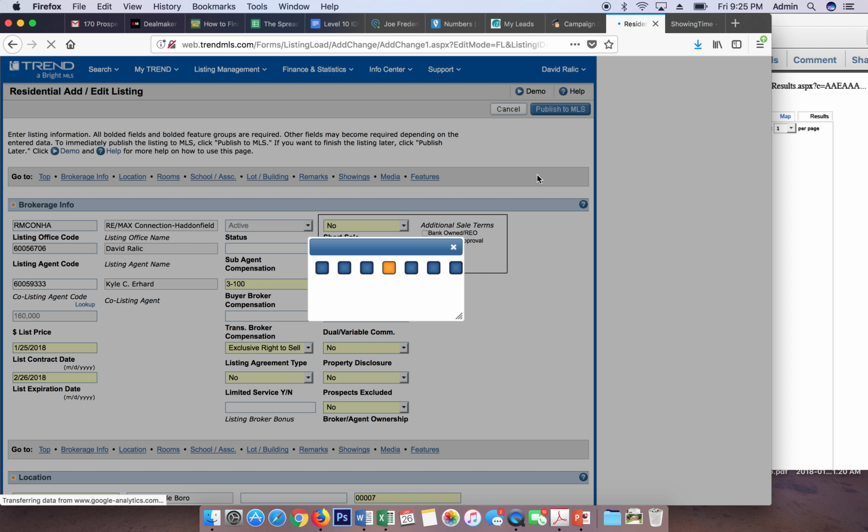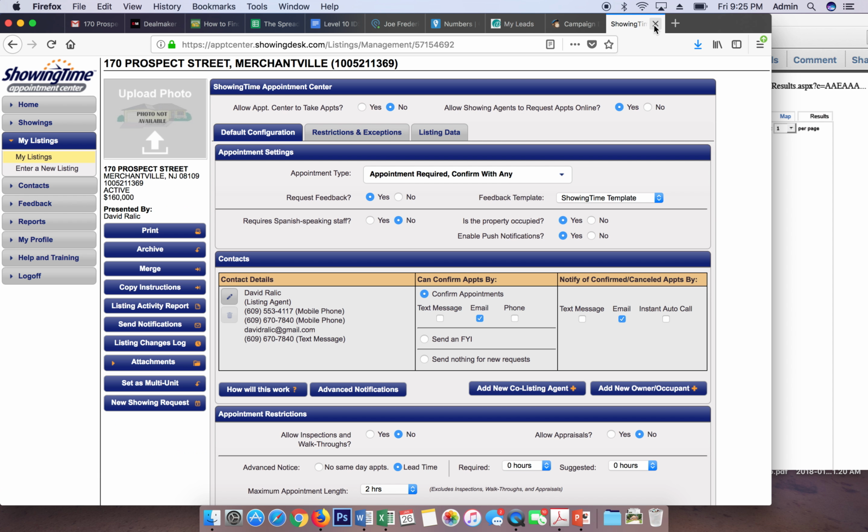So we're just going to republish that to the MLS. Going back out here to ShowingTime to make my corrections. I would also like to see that description a little bit juicier. It was a little bit light. You want to have at least a full paragraph that people are looking at. Again, we're in the business of selling properties. We want to give these people a good idea.